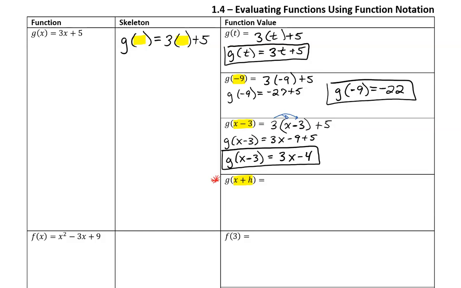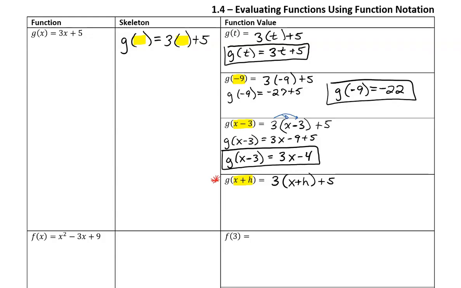And maybe we may think that things are going to change drastically, but really, what is the process for evaluating? Whatever's inside gets plugged into that spot we've saved. That spot that came from the original variable in the original function. So in this case, what am I going to plug into the 3 times the parentheses plus 5? I'm going to plug in x plus h. That's all inside of parentheses. So I know that is my substitution. That's the evaluation part that I'm doing.